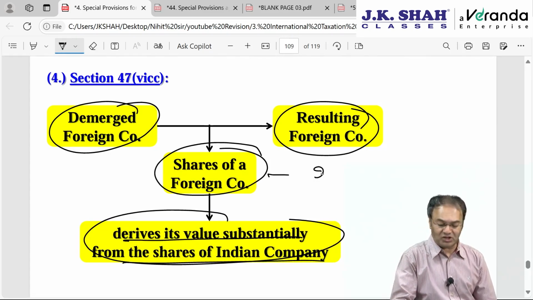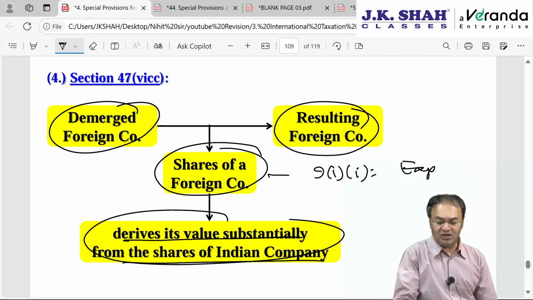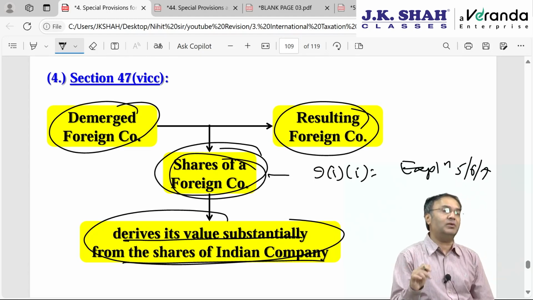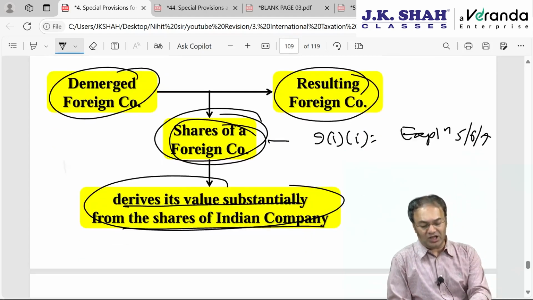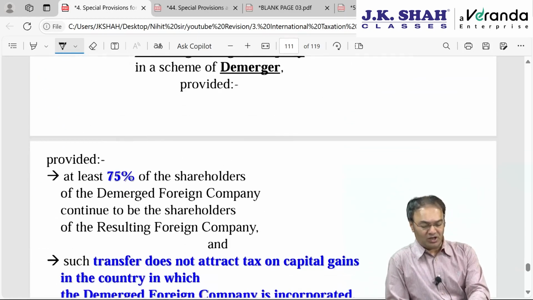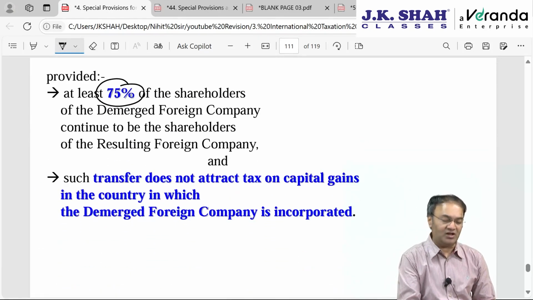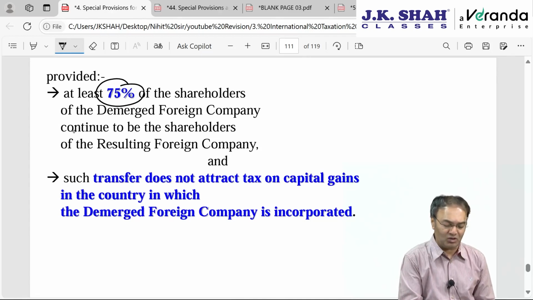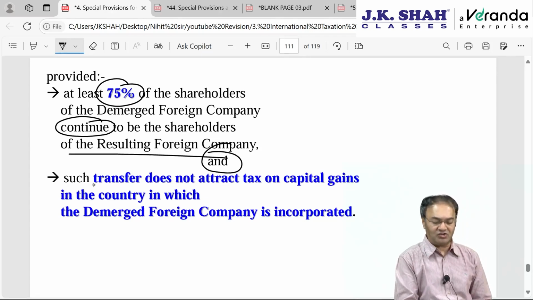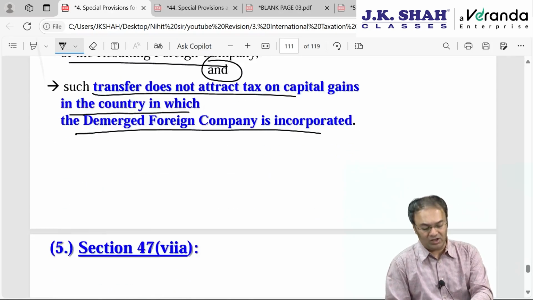Then as per section 9(1)(i) Explanation 5, 6, 7, shares of this company will be deemed to be located in India. Since shares are deemed to be located in India, it will be regarded as a transfer taking place in India. Capital gain will be deemed to be accruing or arising in India. It will not be regarded as a transfer if two conditions are satisfied. Same two conditions: 75% shareholders continue to be the shareholders of the resulting company, and such transaction does not attract tax in the country in which the demerged company is located.